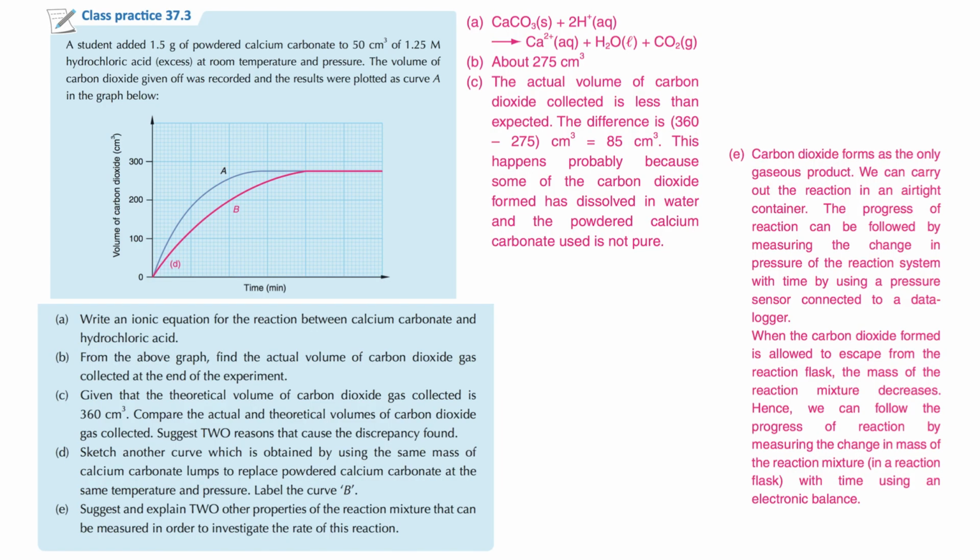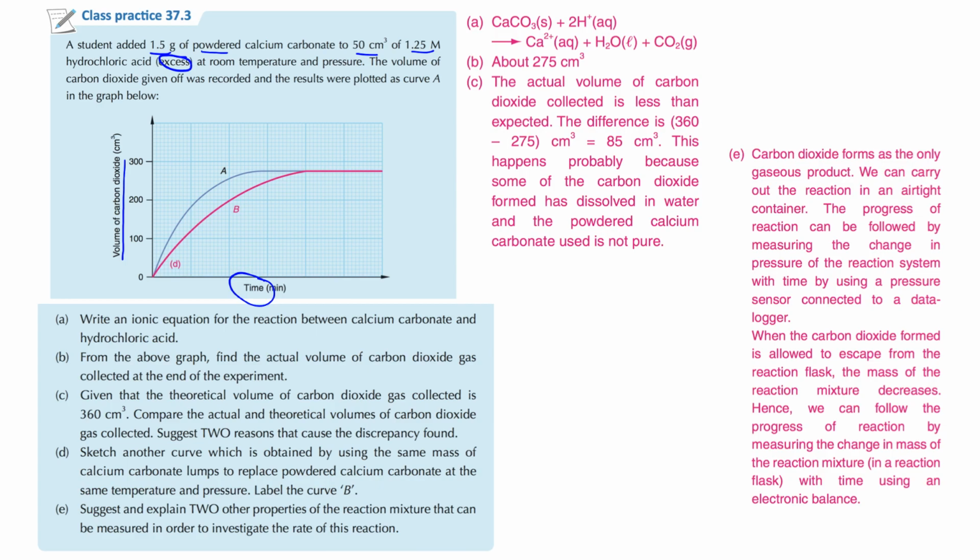So have a look at the example. Right here we have 1.5 gram of powdered calcium carbonate, and this is the acid, which is in excess. The volume of gas given off was recorded. We are measuring the volume of carbon dioxide produced in the process. So we have a volume-time graph.